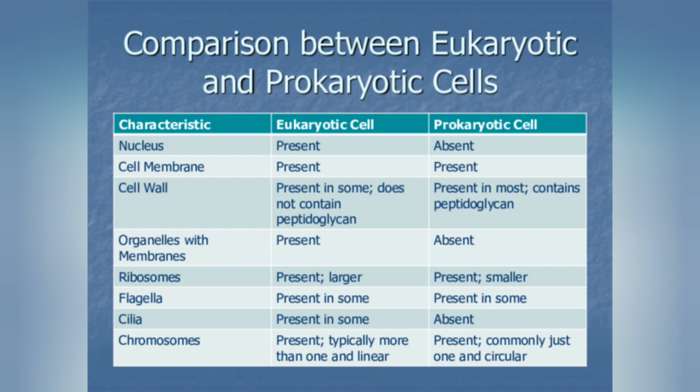The next point is the cell membrane. Both have a cell membrane. This is a similarity. Next, the cell wall. In eukaryotic cells, there are some organisms where the cell wall is present, like plants. Organisms of Kingdom Plantae contain a cell wall, but in the case of animals, no type of cell wall is present.